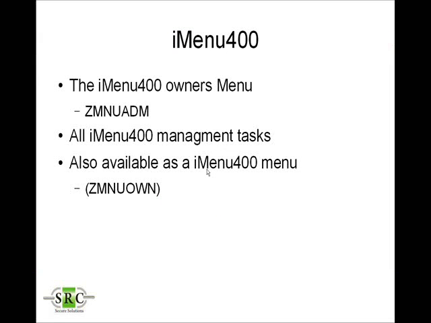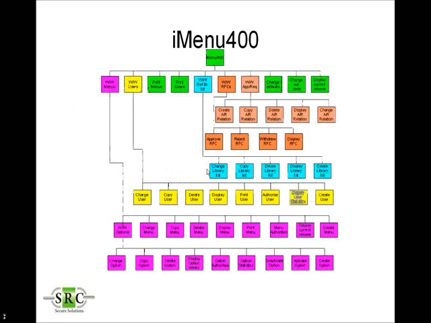When iMenu400 is installed on your system, it will be installed complete with two menus. These menus are used for all iMenu400 management tasks. We have the i5 style menu, which is ZMENUADM in MNLIB, and within iMenu400 we have ZMENUOWN. Both of these menus allow you to access all of these functions, with one exception which I'll cover in a moment. Here is a schematic overview of these options and functions, and you can find this also in your copy of the iMenu400 user manual.